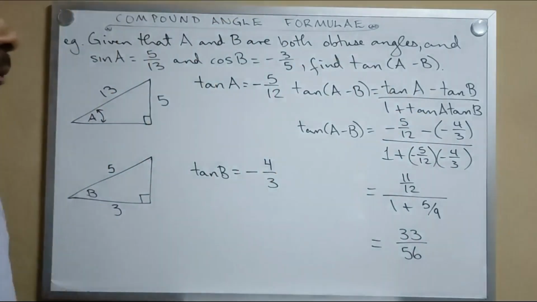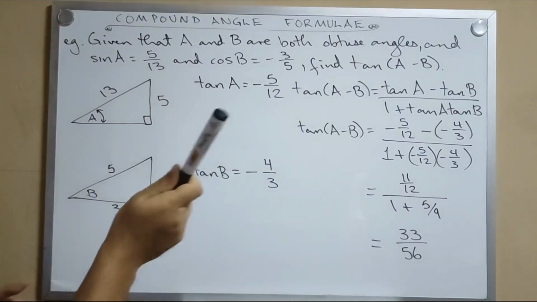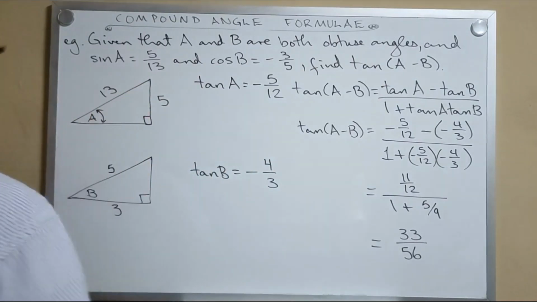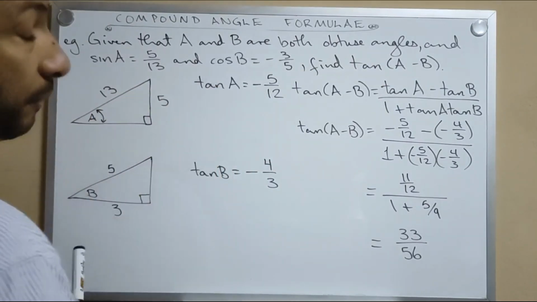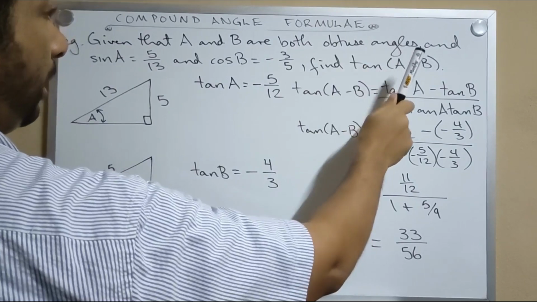Okay, so with our last example here, we're told that angle A and angle B are both obtuse angles, and the sine of angle A is 5/13 and the cosine of B is negative 3/5. We are to use that information to find the tangent of A minus B.